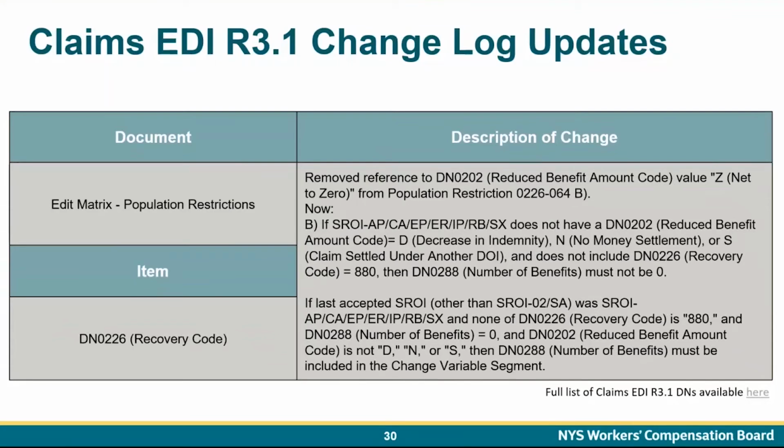Changelog item 207 is another population restriction on recovery code. So DN 0226064B also removed any references of net to zero.